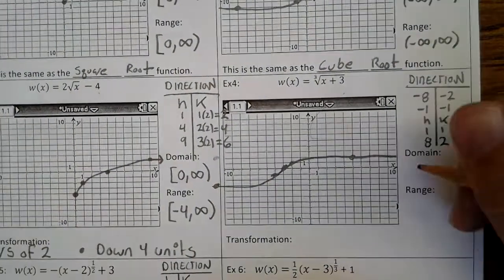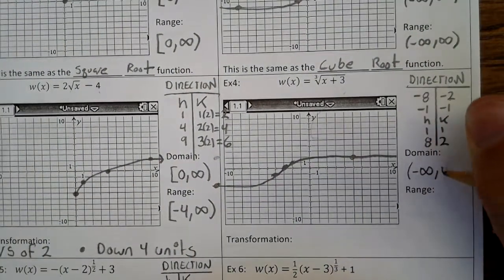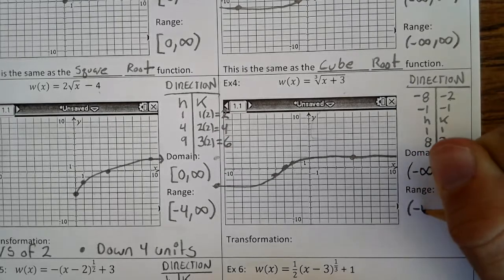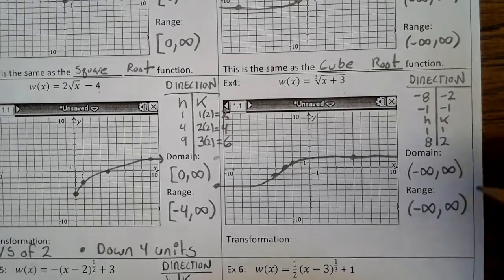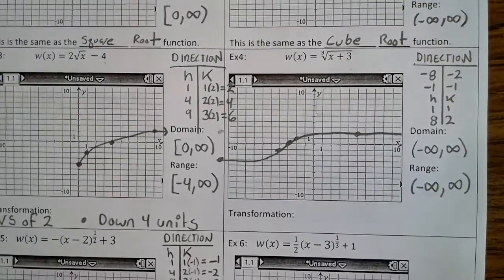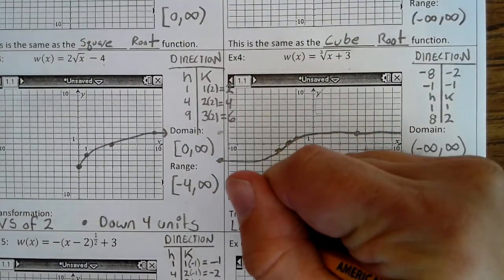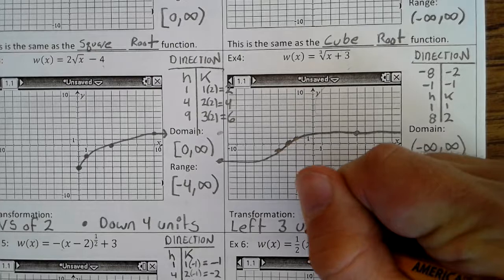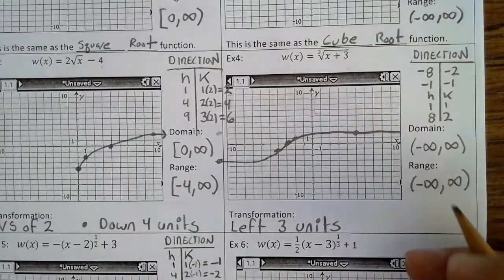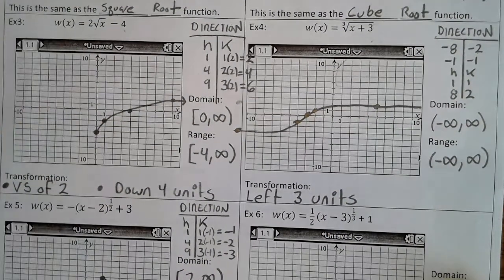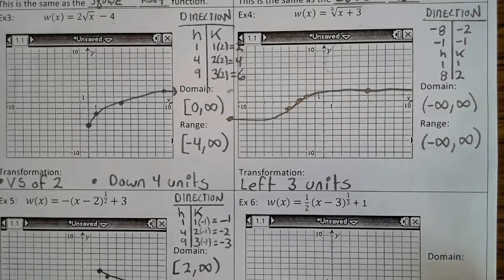All right, and again, our domain is from -infinity to +infinity, and range is -infinity to +infinity. Transformation, we only have one. It is to the left 3 units. All right, so that finishes up example 4.